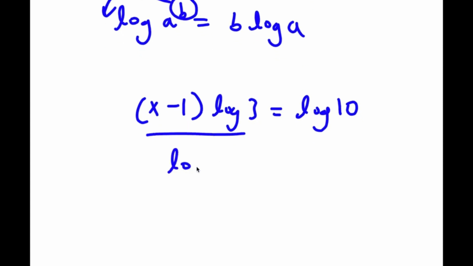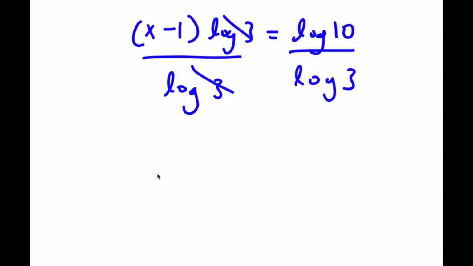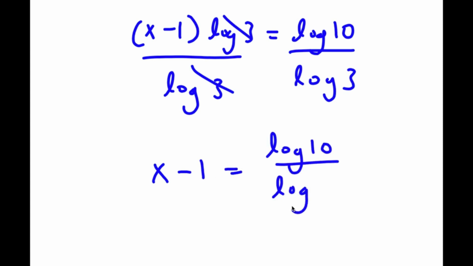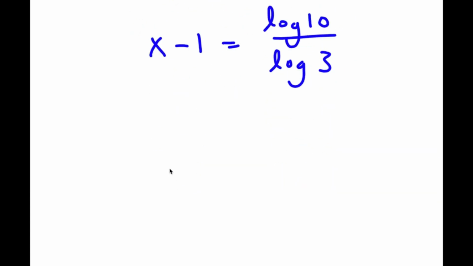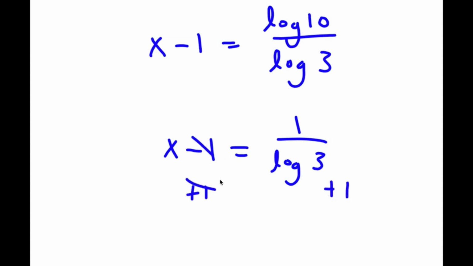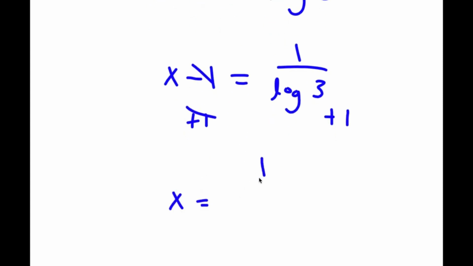Now, if I divide both sides by log 3, these two cancel out, and I'll be left with x minus 1 is equal to log 10 over log 3. Now log 10 is the same thing as 1. So now I have x minus 1 is equal to 1 over log 3. Now if I add 1 on both sides, these two cancel out, and I'll be left with x is equal to 1 over log 3 plus 1.